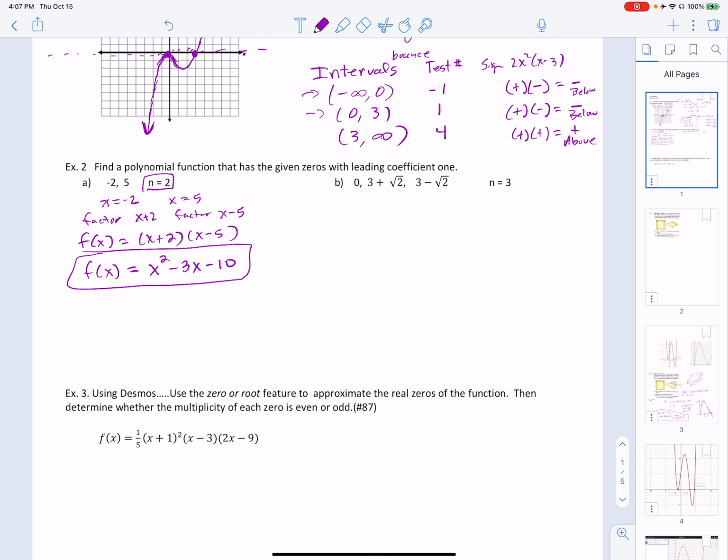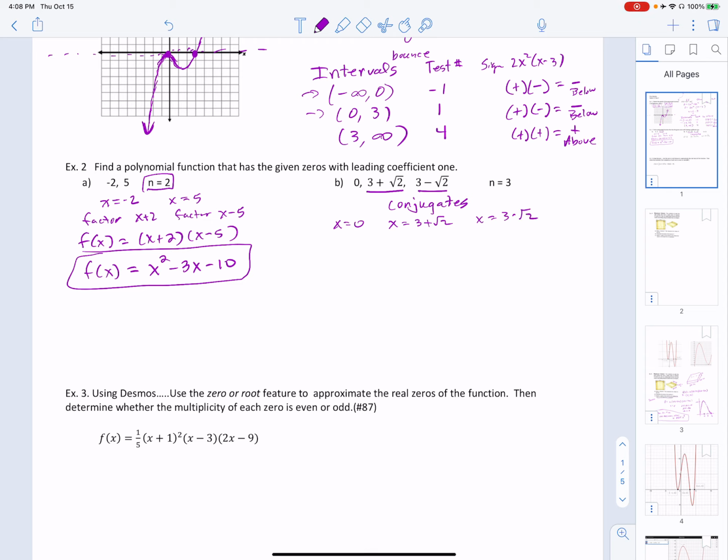So now, this next one, these two are what we call conjugates. Their first term is 3 and the signs are the same, but the plus root 2, minus root 2, those signs are opposite. And so that means you have x equals 0, x equals 3 plus root 2, x equals 3 minus root 2. Those are all solutions.